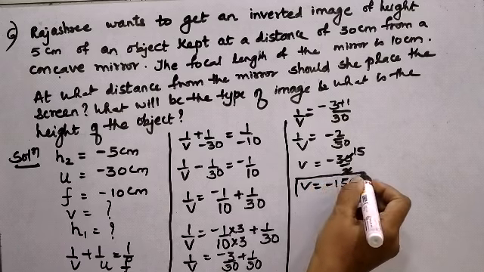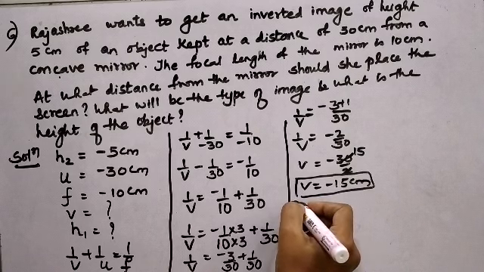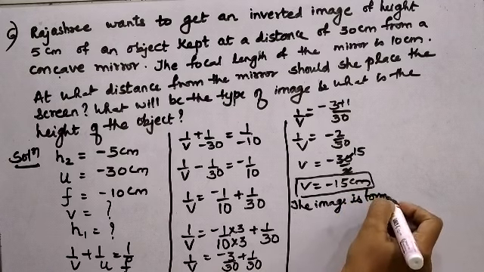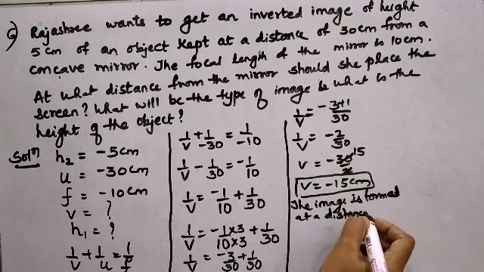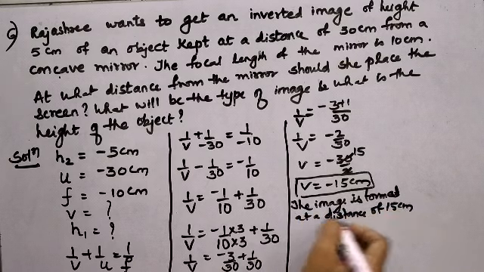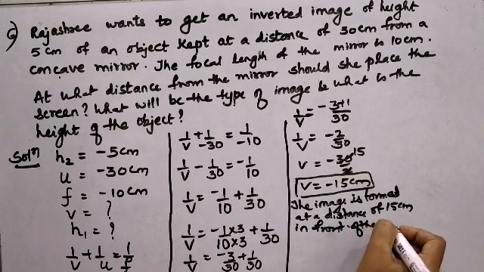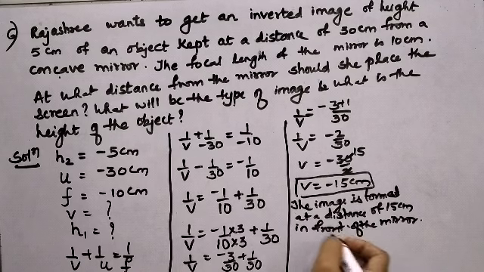The negative value of V indicates that the image is formed in front of the mirror. So the image is formed at a distance of 15 centimeters in front of the mirror. Also, we have to write what is the type of image. The image will be real because it is an inverted image. Real images are always inverted. So the image is real.